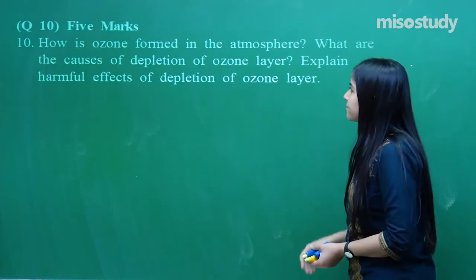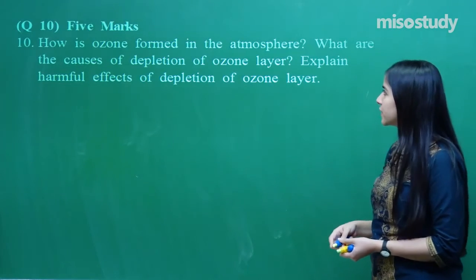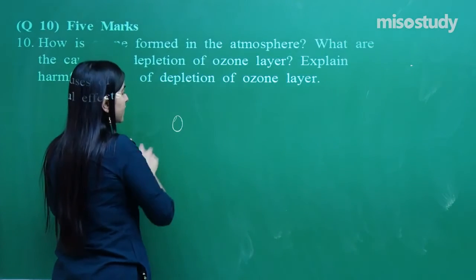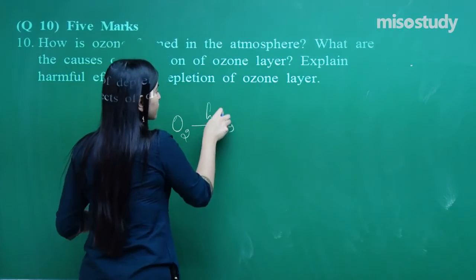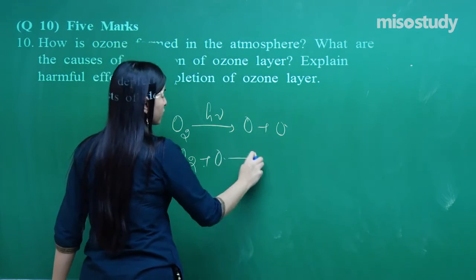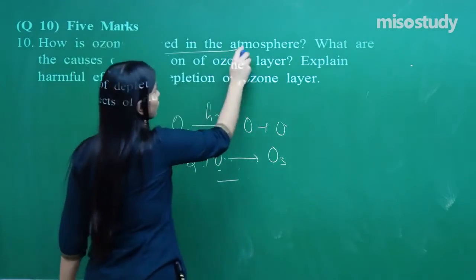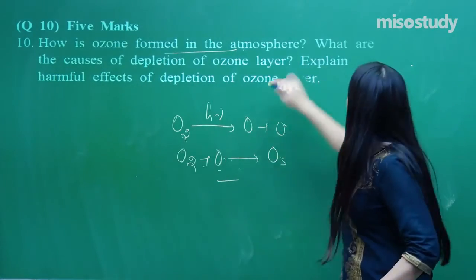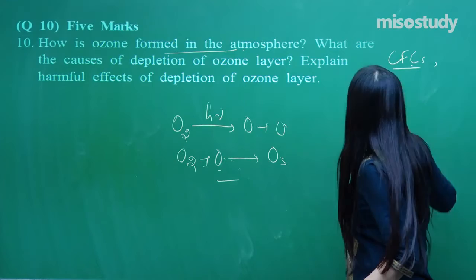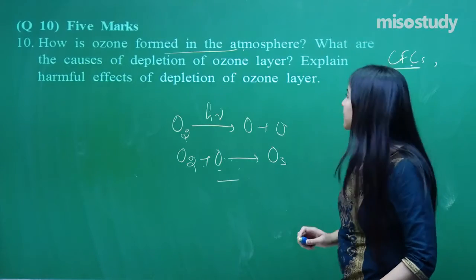Now comes question number 10. 5-mark question. How is ozone formed in the atmosphere? What are the causes of depletion of ozone layer? So, formation, how the ozone is formed, tell me. Basically oxygen in the presence of sunlight gets broken into atomic oxygen. Then this atomic oxygen again combines with one more molecule of oxygen, and it gets converted into ozone. That is how the ozone is formed first of all. Clear? What are the causes of depletion? We know CFCs, right? What are the other causes of depletion of it? That is the ozone hole which is getting created. You can tell about that.